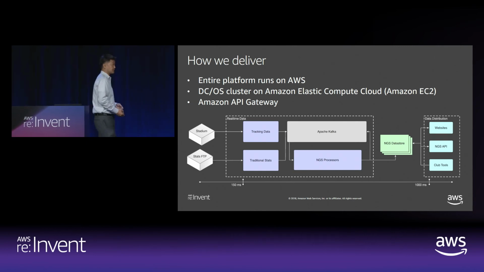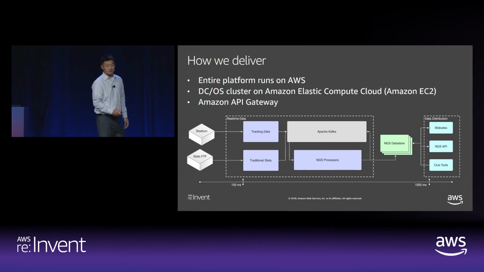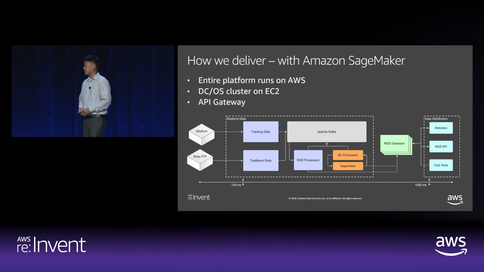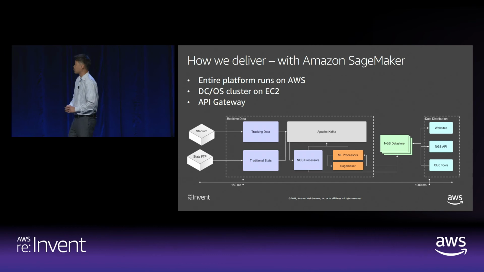Building models and deploying on SageMaker, we deploy them as API endpoints. And we create a processor and place it in the right place in the right sequence in the pipeline to make the inference to the SageMaker endpoint and save the next-gen stat to our database and make it available to our fans. SageMaker provides us a way to use machine learning and deploy models and make those calls without changing much of our architecture.